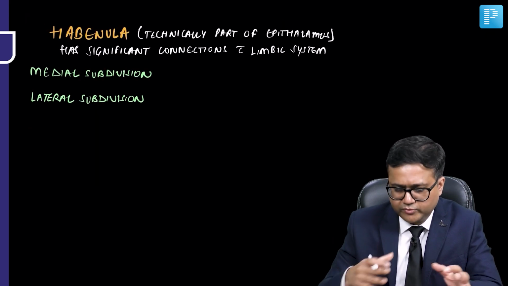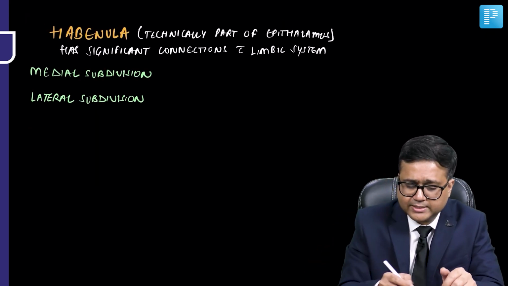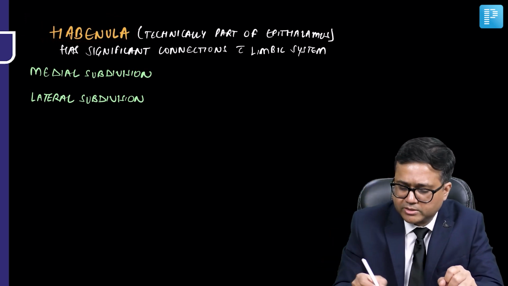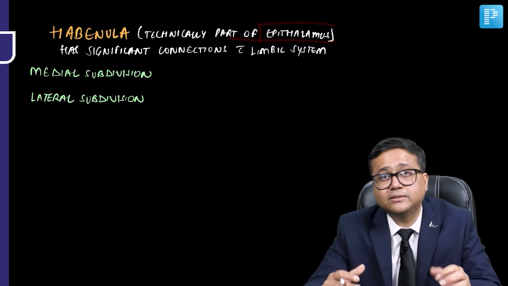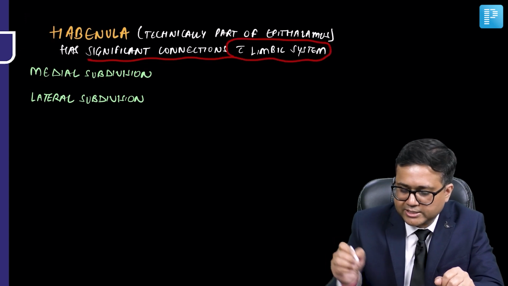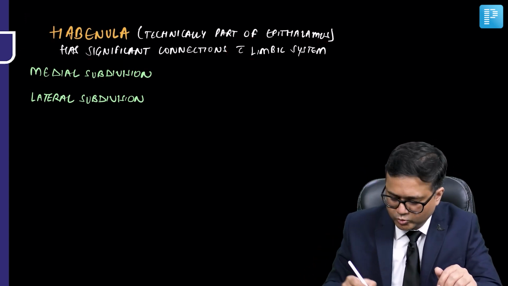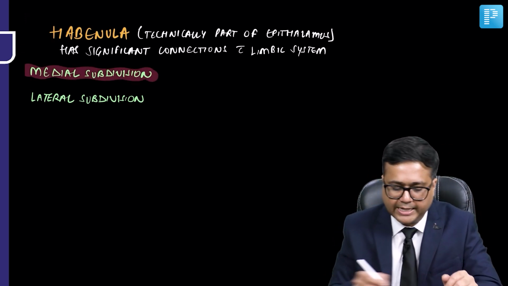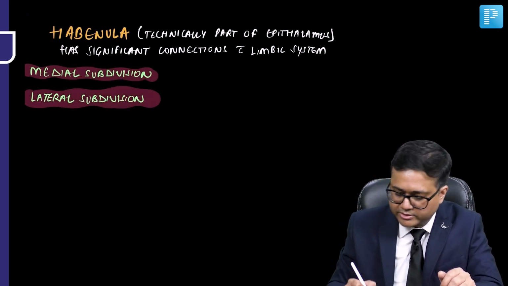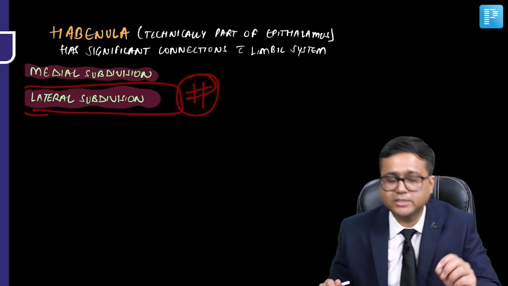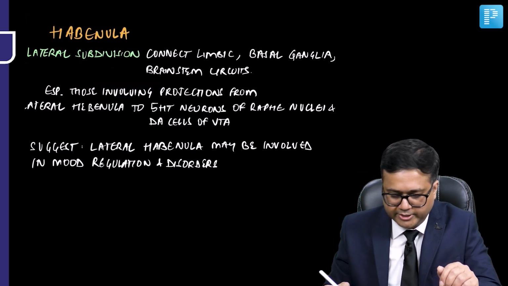Now also, since we are discussing this, let us also discuss habenula. So briefly, I'll also talk about habenula. It is technically a part of the epithalamus, and it has again significant connection with the limbic system. So it has two divisions. One is the medial subdivision and the other is lateral subdivision. This lateral subdivision again is in fact important. Let's discuss some important points related to this.